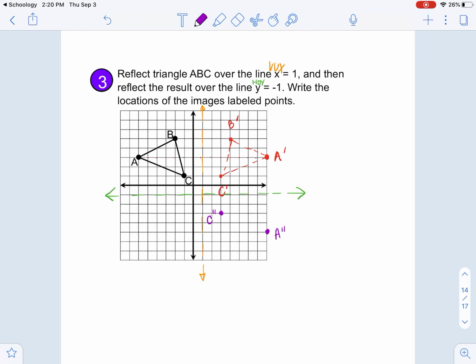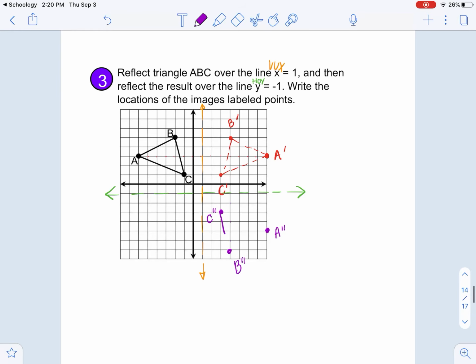That's A double prime. And then B is 1, 2, 3, 4, 5, 6 above. So I'm going to go 1, 2, 3, 4, 5, 6 below. And that's B double prime. So there's my image. A double prime, B double prime, C double prime.